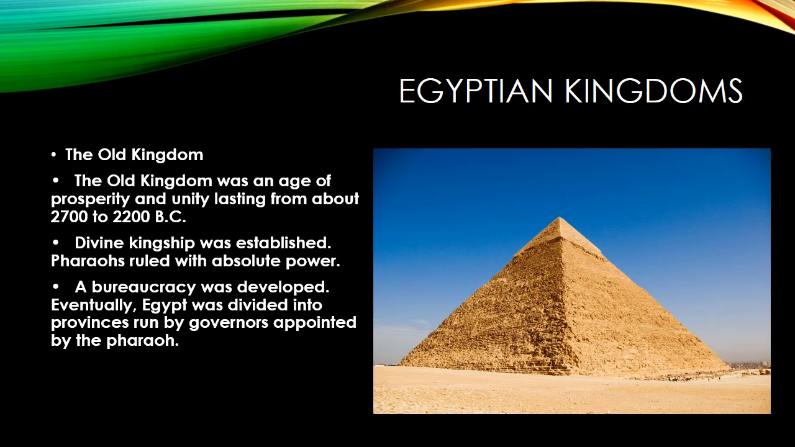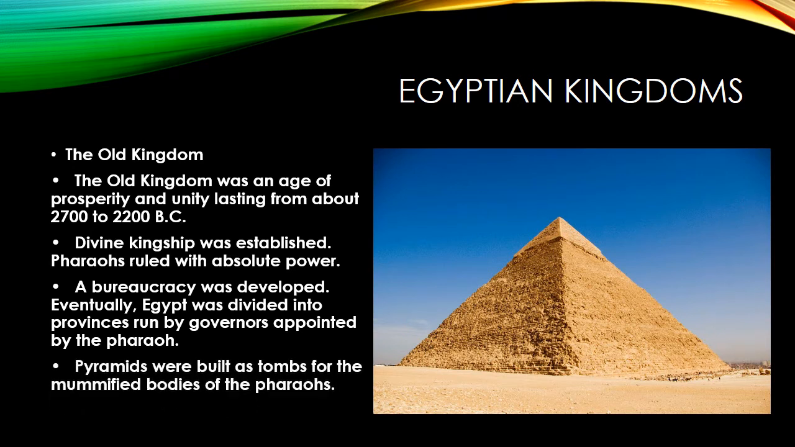So we actually see a government start to arise, as we talked about how part of the downside of civilization is you now have new needs for government, maybe even law enforcement, things like that. Pyramids were built as tombs for the mummified bodies of the pharaohs. And all this took place during the Old Kingdom. So whenever you see pyramids and think about pharaohs, this all came to rise during the Old Kingdom.